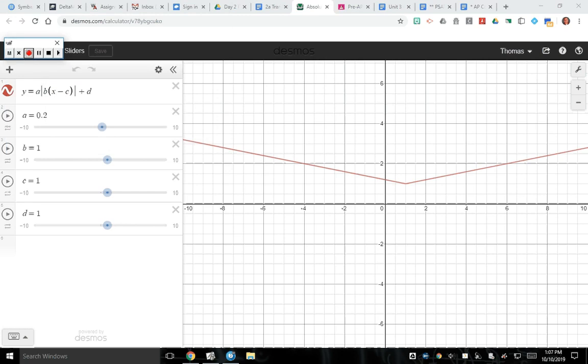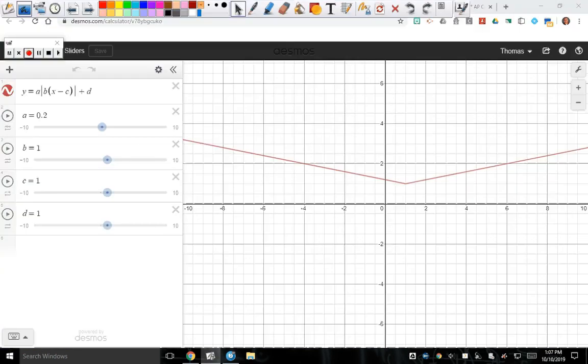Okay, so we are going to look at an absolute value function, and we're going to look at it in its most primitive form, if you will, okay? So f of x is equal to absolute value of x. Anyone, what's the value of a? What do you see a to be right now?